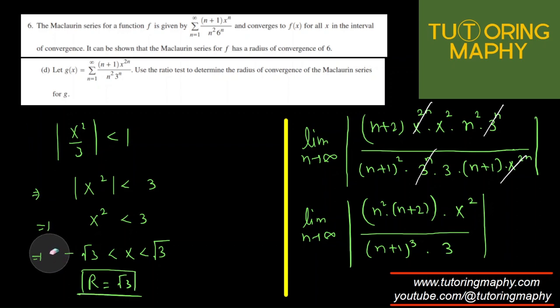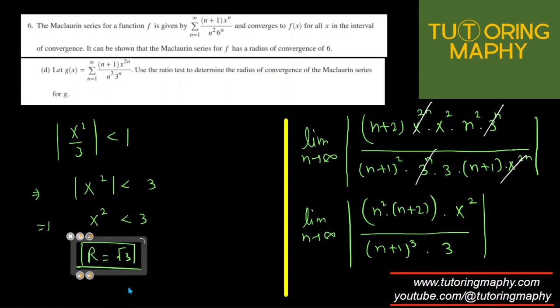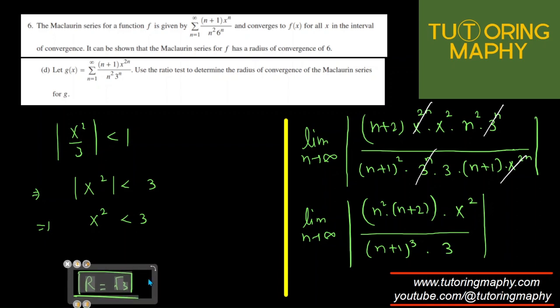So I'm just going to erase this inequality from here, and I'm just going to conclude that this is what I have. The other inequality, if you want, which I can add, is absolute value of x is less than root 3, which now matches with the usual expression which we see for radius of convergence. So this should be our answer for this one.